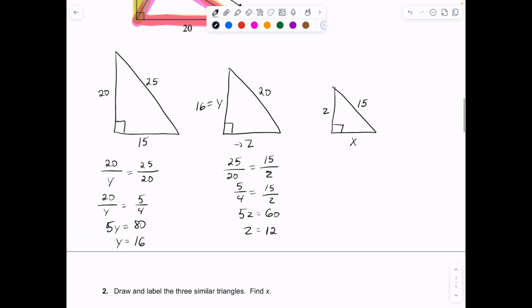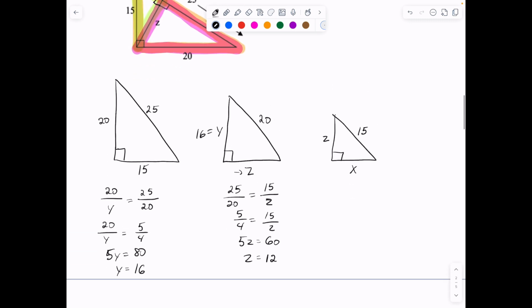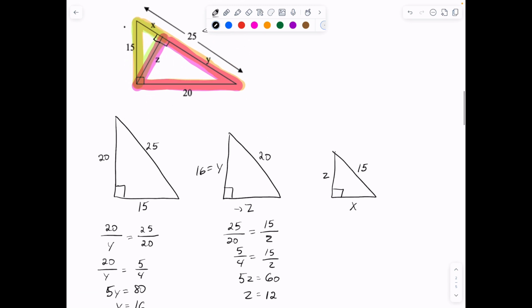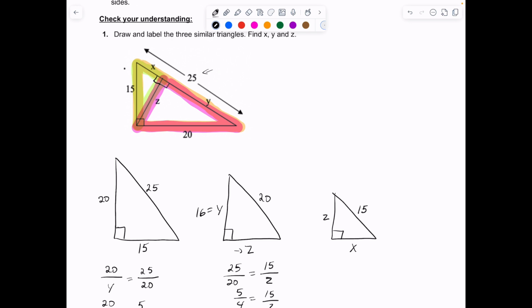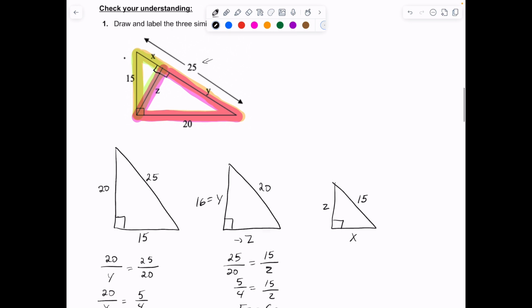Okay, the last one. And you actually see here, I don't actually have to do this to find my missing one, X. I'm going to go ahead and do it. You can see in this problem that since I know X plus Y has to be 25 units, I can go ahead and find it.